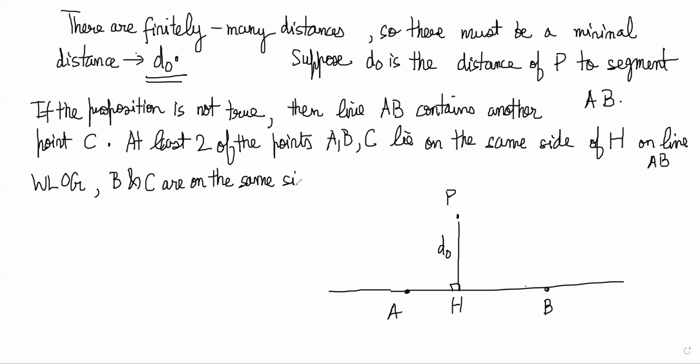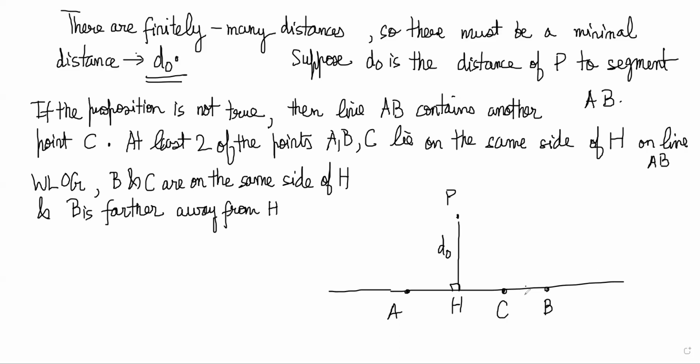and B is farther away from H. So we'll say basically that C is somewhere here. B is the farther away point and C is lying here, right? Now what we do is construct the line PB, and we take the distance of C to PB by dropping a perpendicular from C to PB.